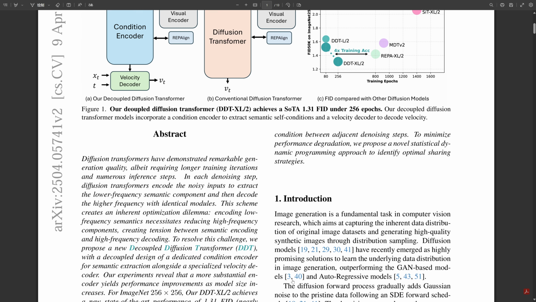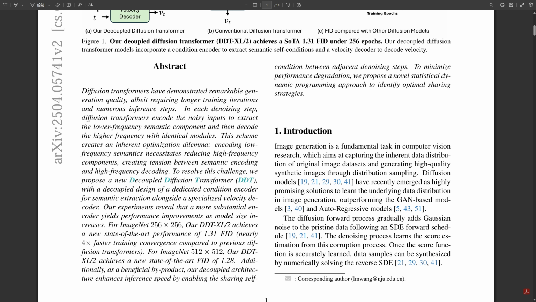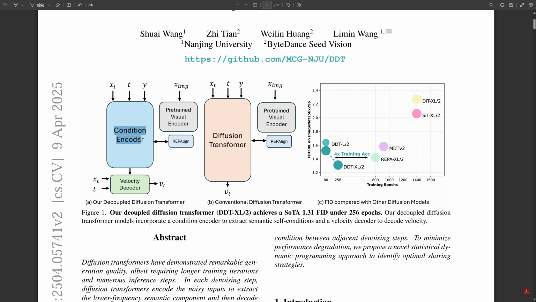Let's dig into that condition encoder first. What's its specific role? So the condition encoder takes the noisy image input, the time step information, sort of how far along the refinement process is, and maybe a class label like cat. And its goal? Its goal is to pull out just the low-frequency semantic information, the core concept. What it outputs is called the self-condition feature.